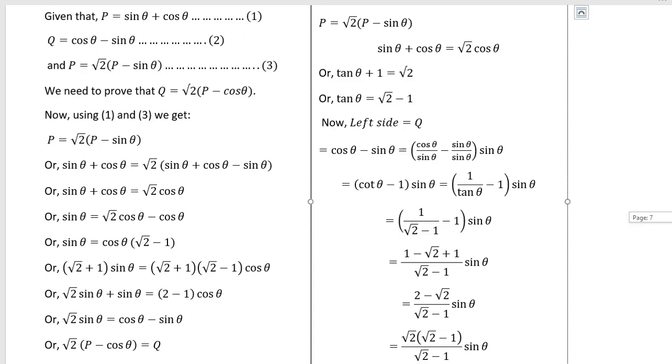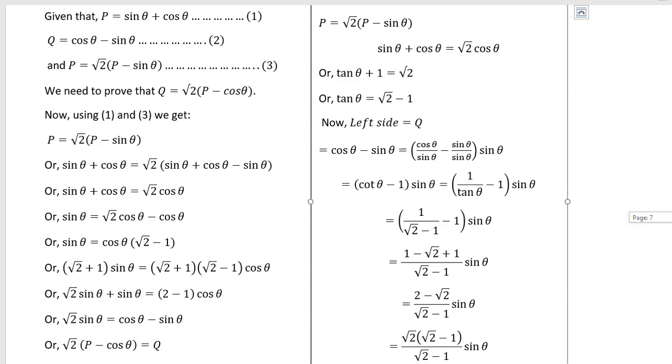So trigonometry gives you the option to use your own method and your own technique to solve very complicated problems, which might appear very complicated for you, but you may solve it in your own way. So this was the second problem I have solved.